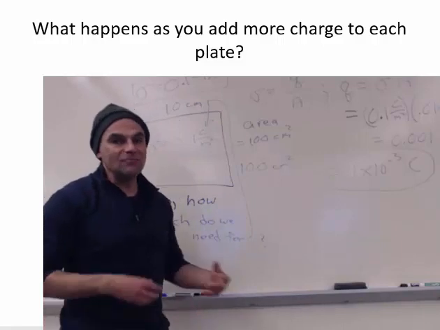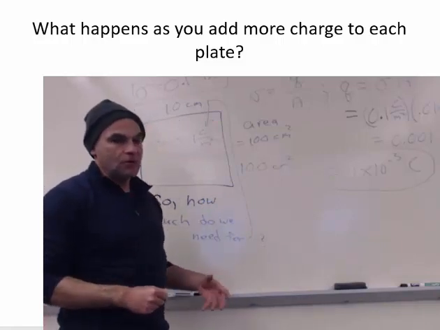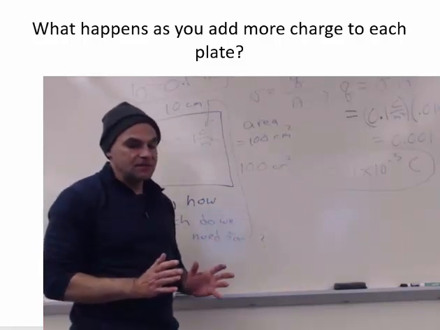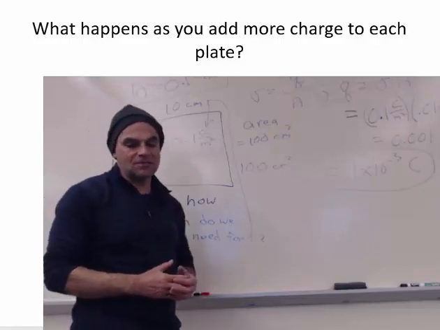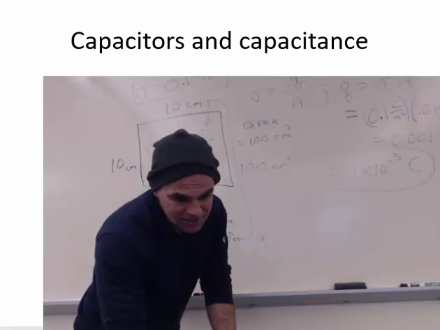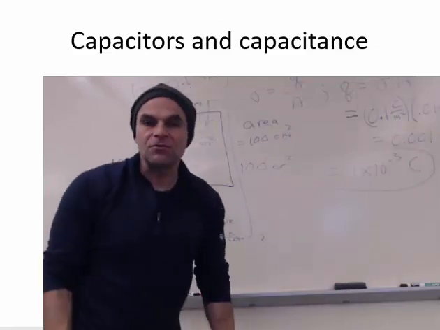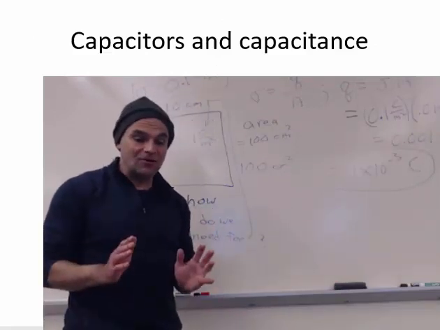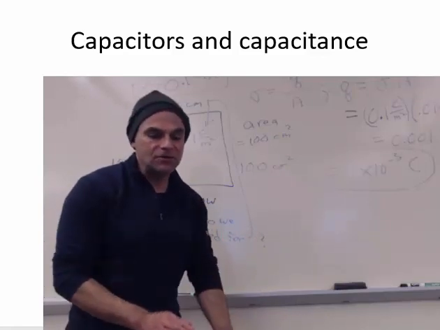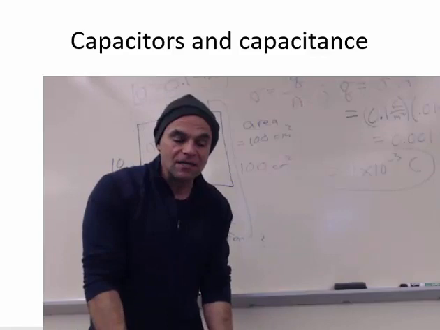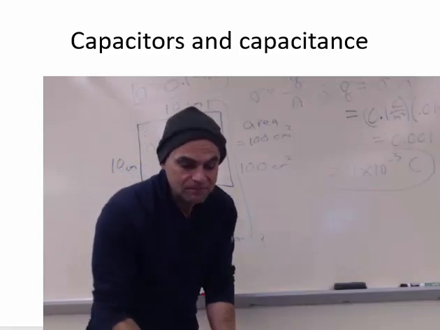And of course, as we add more and more charge to each plate, we're going to strengthen the electric field. We're also going to increase the potential difference between the plates. So conceptually, that's what's going to happen. And that's actually what happens in a capacitor, which is when you have two plates that are identical, except that one of them has positive charge on it, the other one has negative charge on it.